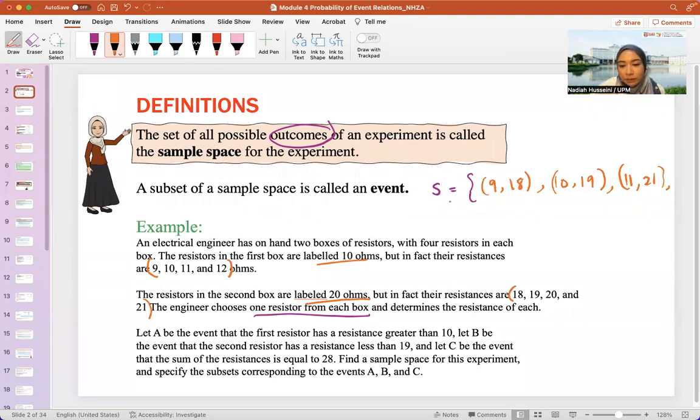Okay, I'm going to put the numbers myself. 9, 18; 10, 19; 11, 21. I want to put 9, 9. That could also be a possibility, right? 9, 19; 9, 20; 9, 21; 10, 19; 10, 18. Let me write that down first.